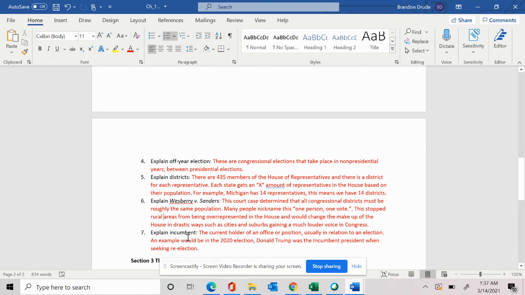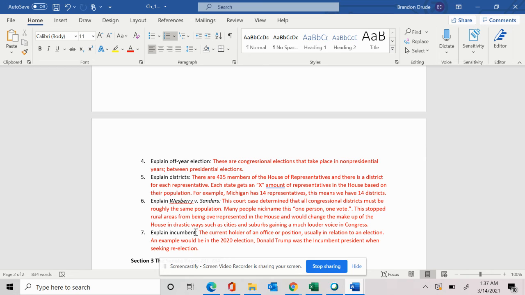Incumbent simply means the current holder of an office position. When we say incumbent, it is usually in relation to an election. An example of this would be in the 2020 election, Donald Trump was the incumbent president when seeking re-election. So that's the current person in office.